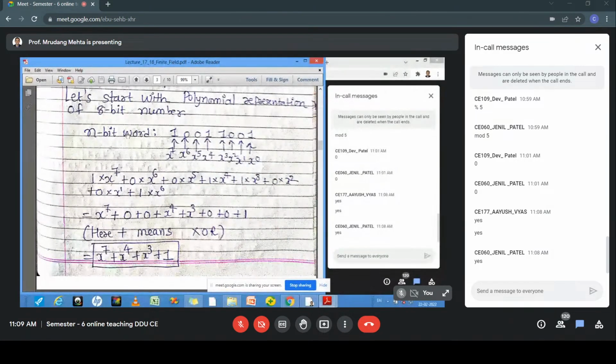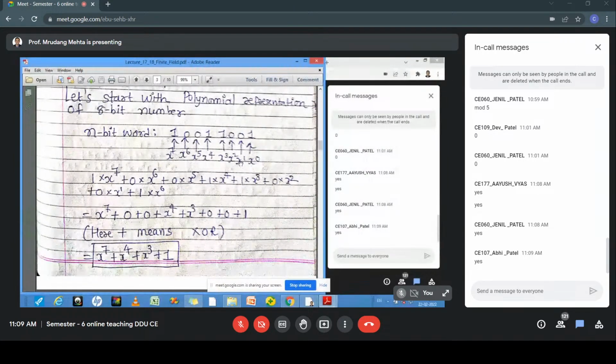If we have an n-bit word, then it can be represented by x raised to 0 up to x raised to n minus 1. So if we have an 8-bit word, then we have 8 bits, and the bits are represented in the form of polynomial terms having exponents 0 to 7, that is n minus 1, right? So n equal to 8. So we write x raised to 0, x raised to 1, x raised to 2, x raised to 3, up to x raised to 7. This is from left to right.